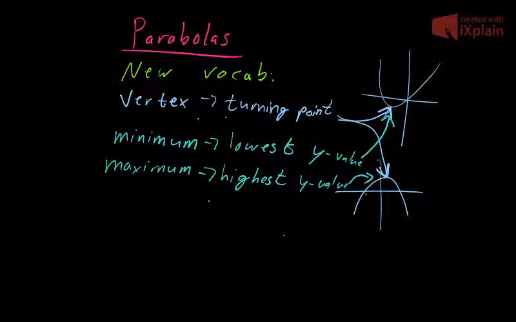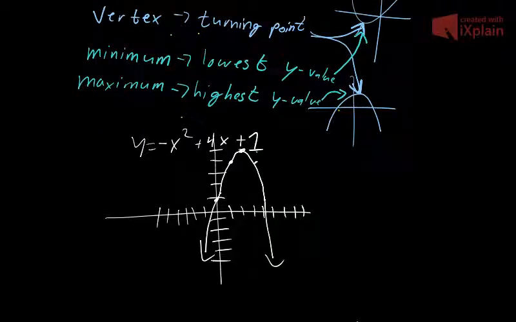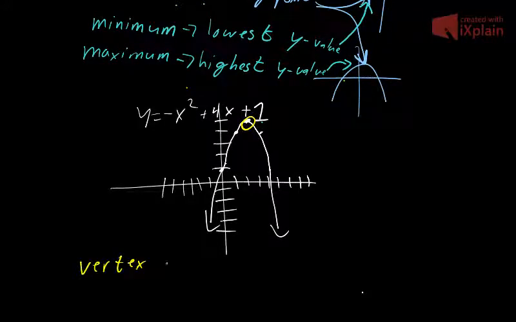So if we graph a parabola, let me do that real quick. All right, so I just graphed the parabola y equals negative x squared plus 4x plus 1. If you graph that, this right here is what you will get. And looking at it, it's very easy to see where the vertex is. My vertex is at 2, 5, and that would be my vertex.